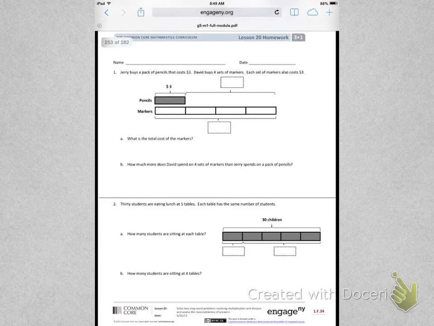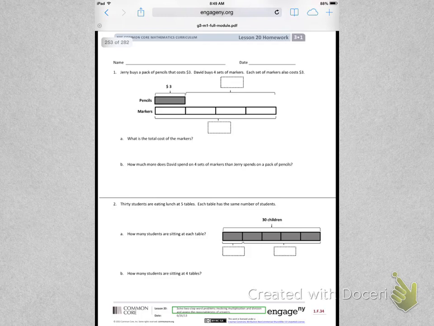Today we will work on Module 1, Lesson 20. The learning objective is to solve two-step word problems involving multiplication and division and assess the reasonableness of the answers. Please remember to attempt the problems before you use the homework help.